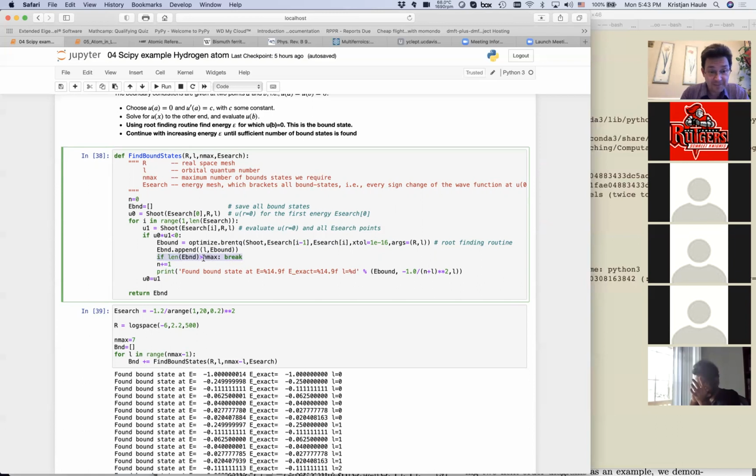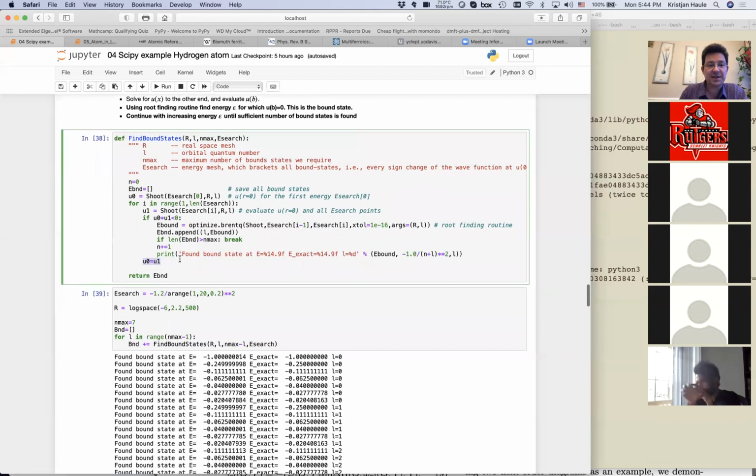But if the number of bound states is not enough yet, then we increase n, which means that we now know that we have one more bound state. We can print it out. We're going to print this bound state, and also, in this case, the exact energy for the bound state, since for the hydrogen atom we know it, of course, not in general. And then we need to set U0 to U1, because we're inside the loop where we are increasing this energy E search. So we are jumping from E search of 0, E search of 1, E search of 2, E search of 3, and so on.